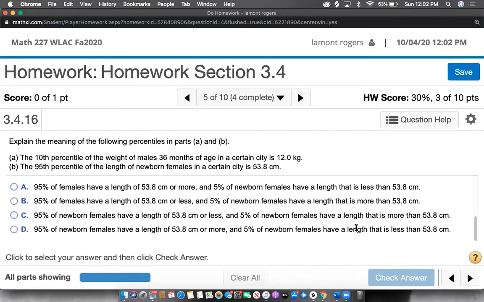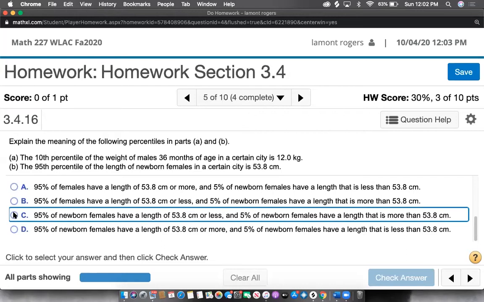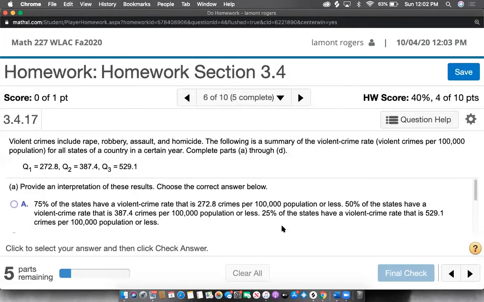Okay, but it just says females. Remember, it did that. That's that trick. It wants you to be a little more specific because it's supposed to be newborn. Oh, newborn females. Gotcha. So since it's always less than and it's newborn females, the answer is C. Provide an interpretation of the results. Choose the correct answer below.